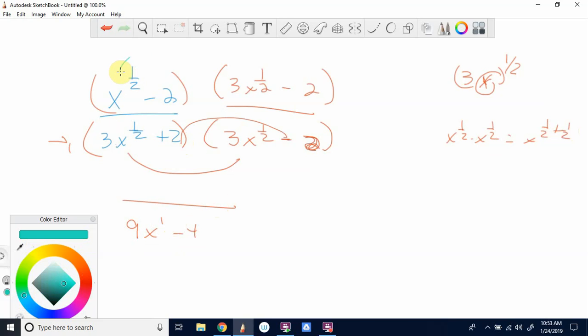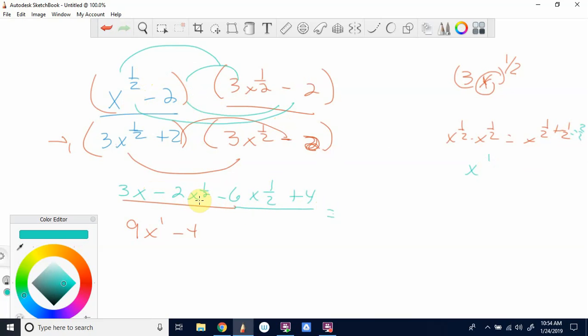Now in the numerator, we have to distribute. x to the 1/2 times 3x to the 1/2 is 3x, right? Because we already said x to the 1/2 times x to the 1/2 is equal to x to the 1, because this was 2 over 2. 1/2 plus 1/2 is 2 over 2, which is 1. So first times first, outer times outer, minus 2x to the 1/2. Inner times inner, minus 6x to the 1/2. And then last times last, plus 4.